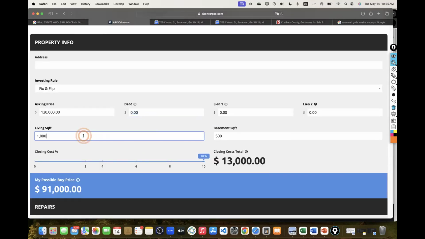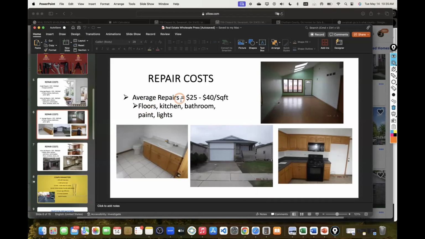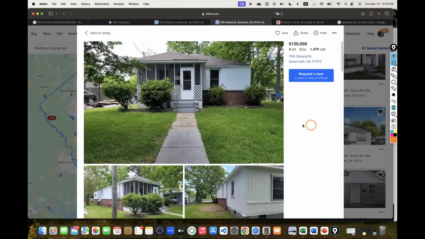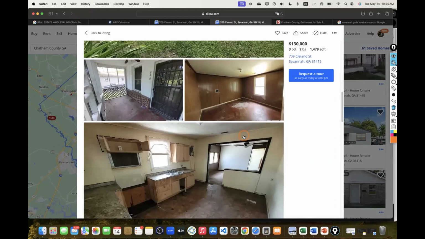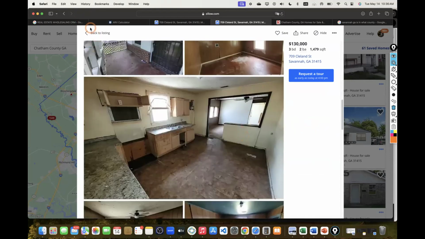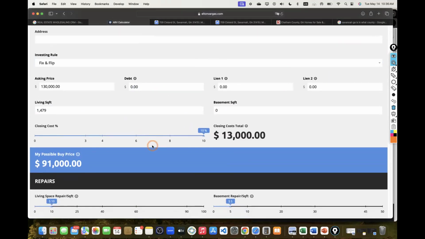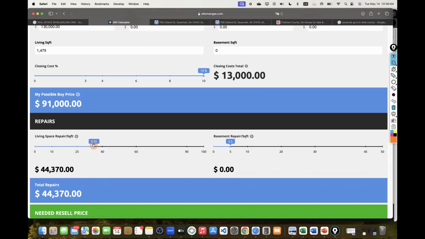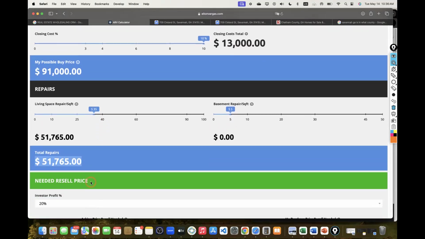Okay, so let me put in some numbers on the square footage, 1479. Roughly how much in repairs can this property need? Again, going back to the average price points, the average will be 25 to $40 per square foot. Based on the pictures, I'll be in the middle, more like 30, 35. I'm gonna go with $35 per square foot. Doesn't look like it has a basement, so no basement. There's no basement, so roughly around $52,000 worth of repairs.